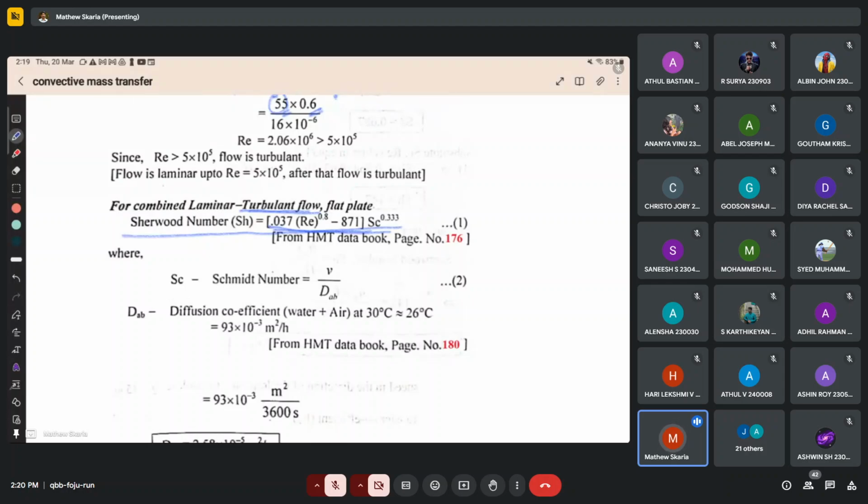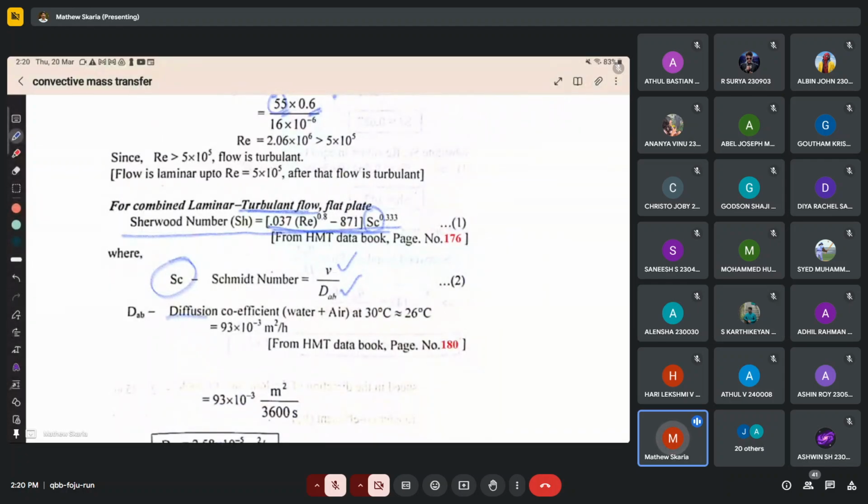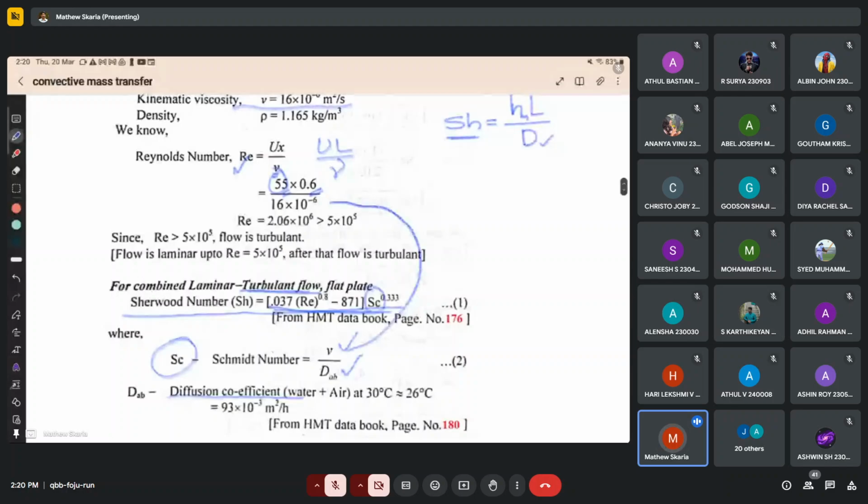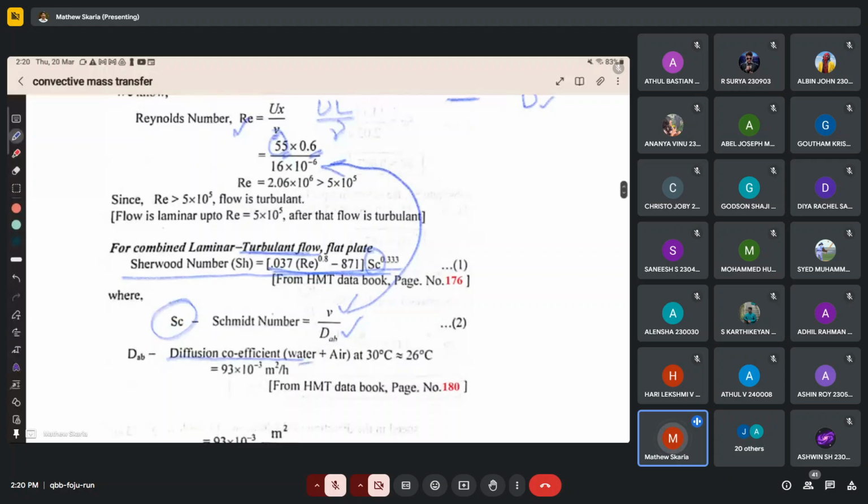Then Schmidt number, actually in this expression there is a Schmidt number term. So the Schmidt number you have to calculate from the expression nu by D_AB. For that, we need the nu value, which you can get from here, that is 16 into 10 raised to minus 6. Then D_AB we have to get from the table. Actually the table is only for 26 degrees, but in our question it is for 30 degrees. So we take the value at 26 degrees for D_AB.